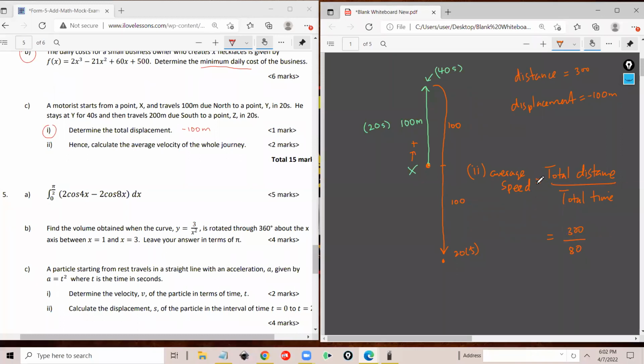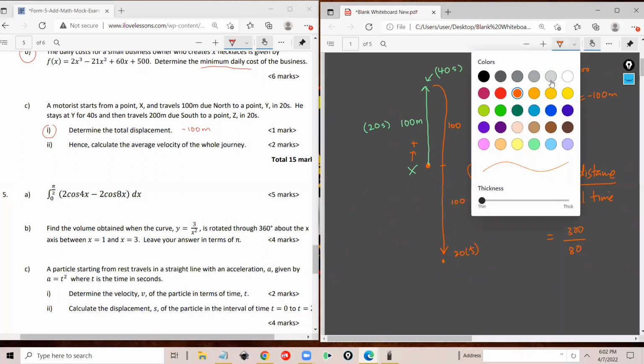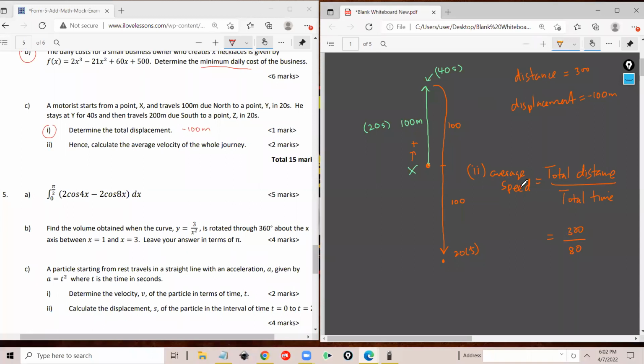But they didn't ask you what's the total speed. They asked you for the total what? Velocity. When it comes to velocity, velocity and distance don't go together. Velocity and displacement are friends. So the answer for this one would not be 300 divided by 80. It would be minus 100 divided by 80.